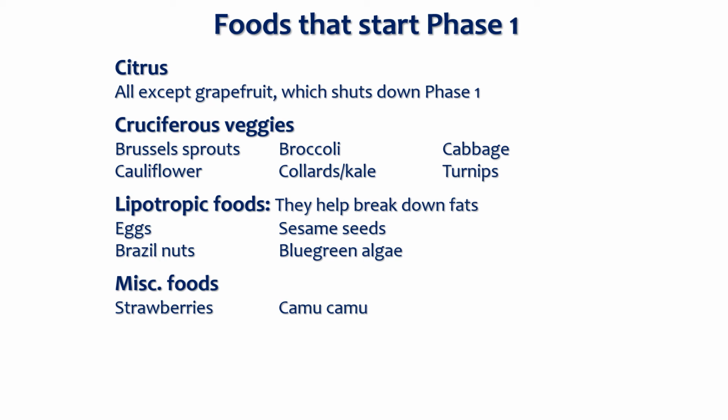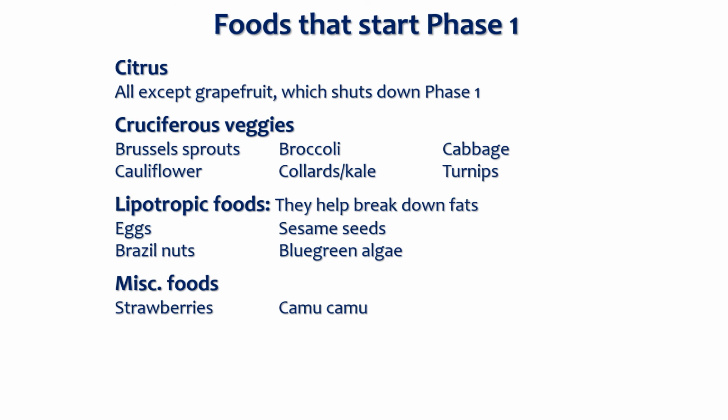Lipotropic food. So lipotropic food is a food that helps you break down fat. Now this is important because we have a lot of fat-soluble toxins. So foods that help break down fat actually are going to help that whole process of phase 1 to phase 2 detoxification. And lipotropic foods include eggs. Again, eggs contain a lot of sulfur, and that's a very important nutrient for detox. Brazil nuts, sesame seeds, and blue-green algae.